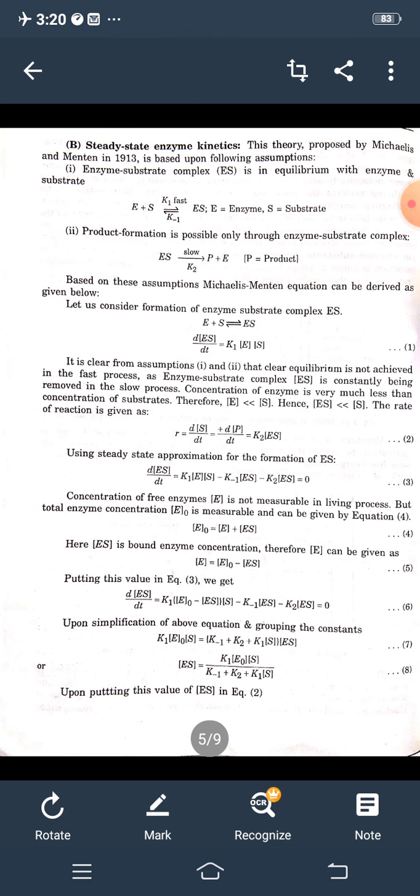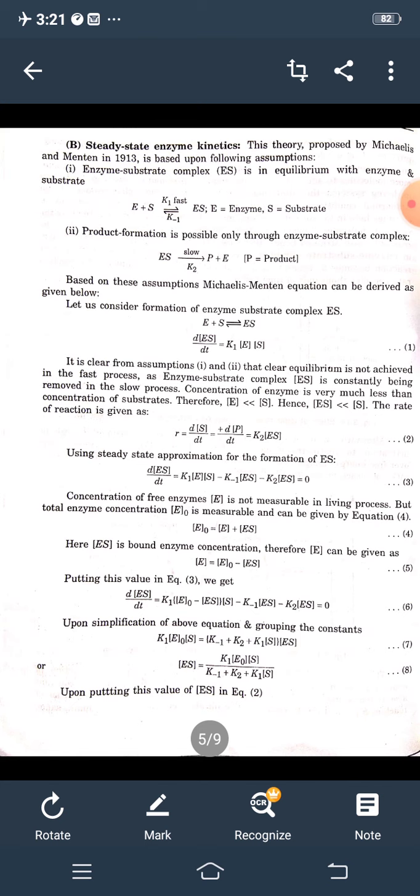It is clear from assumptions first and second that the equilibrium is not achieved in the fast process, as the enzyme substrate complex ES is constantly being removed in the slow process. The concentration of enzyme is very much less than the concentration of substrate. Hence, the concentration of enzyme substrate complex ES is also very much less than the substrate concentration.